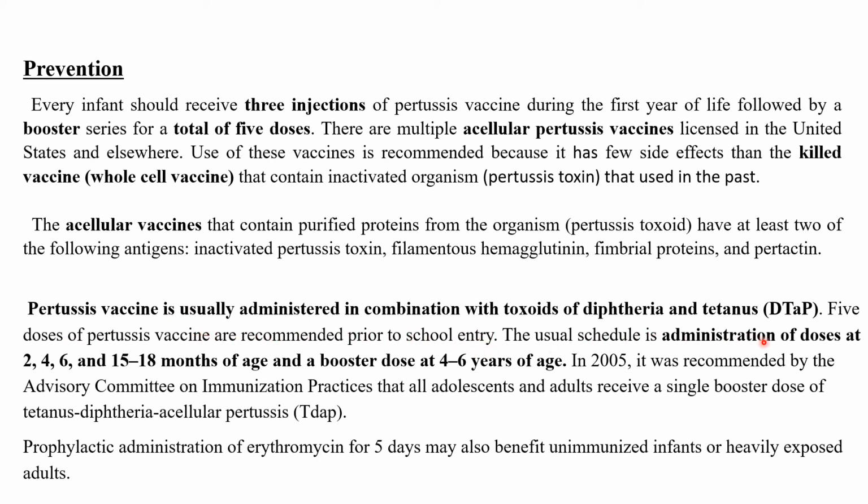The usual schedule is administration of doses at 2 months of age, 4 months and 6 months, then at 15 to 18 months of age, and a booster dose at school age, which is 4 to 6 years.